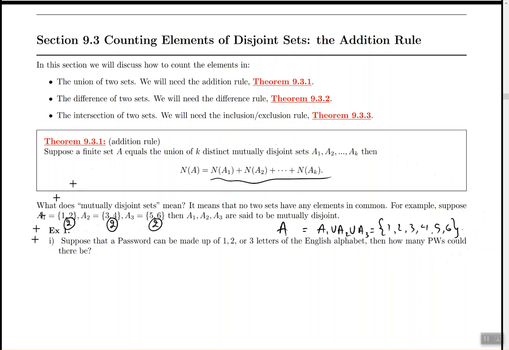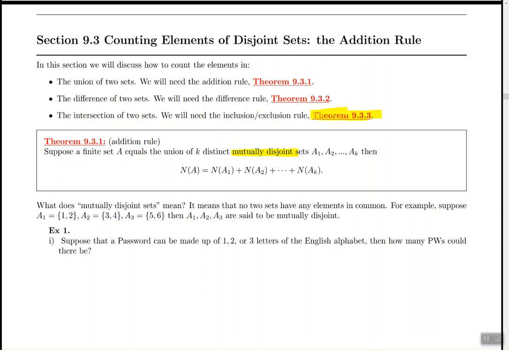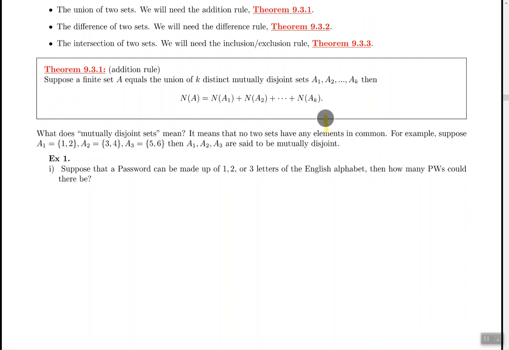Okay, so that's pretty much how the rule works. You have to start off with mutually disjoint sets though. If you don't have mutually disjoint sets, then you'll have to switch up the rule a little bit and talk about the inclusion-exclusion rule, and that's going to be in section 9.3 with theorem 9.3.3. Okay, so for now, let's apply that theorem with example 1.